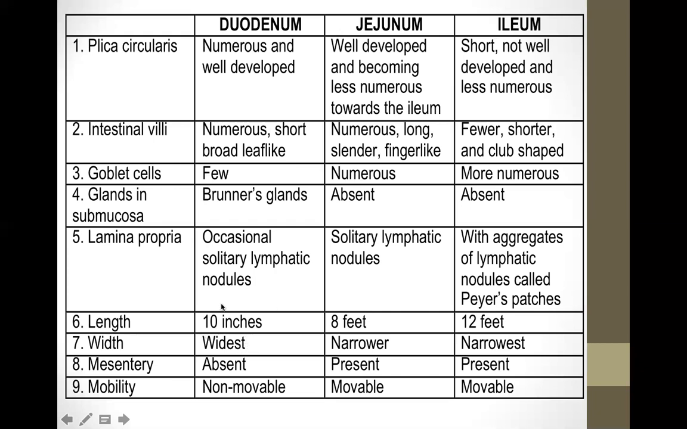Look closely at the length. The longest would be the ileum. The widest in diameter would be the duodenum. As for the mesentery, the duodenum has no mesentery, because it is the most fixed and does not move. The mesentery is present in the jejunum and ileum, so they move because they have a mesentery. As for mobility, the duodenum is non-movable because it is fixed, while the jejunum and ileum are both movable.